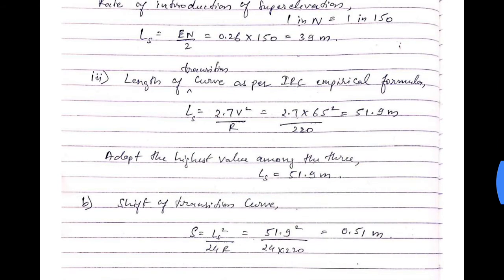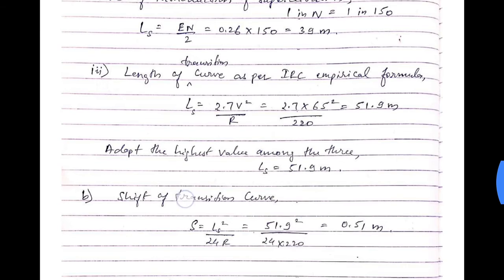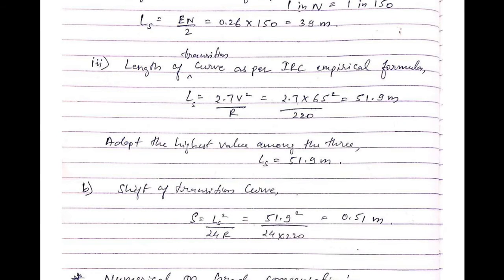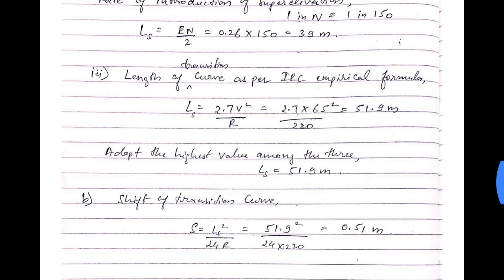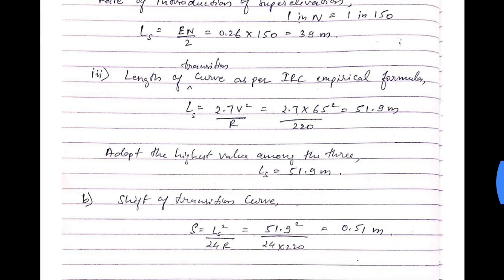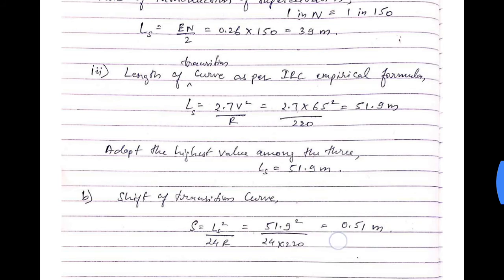In part B of the question, we need to find the shift. Shift is given by Ls square divided by 24R. Ls is 51.9, divided by 24 into R, which is 220 meters. Solving we get 0.51 meters.